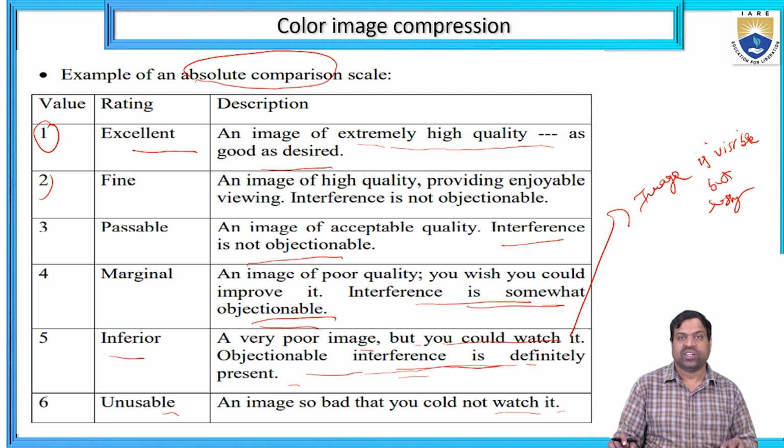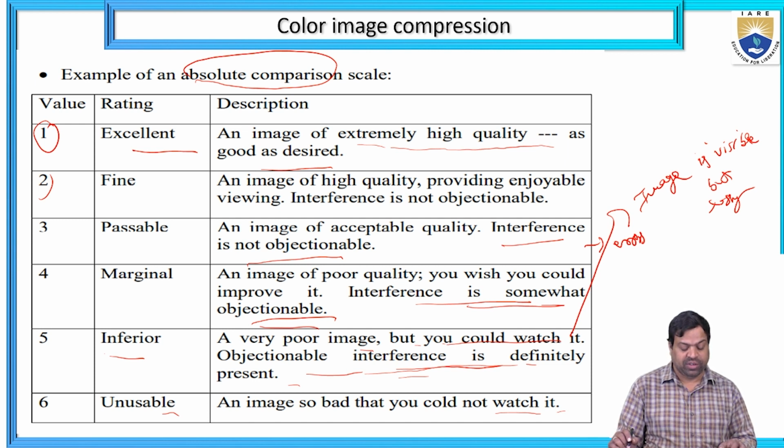If the value is equal to 1, that is excellent, meaning the image is good quality. If the value is 2, the image is fine, high quality and enjoyable viewing, but interference is not objectionable. Errors may occur, but not necessarily. Very little image noise is there, and it is passable when the value is 3. The image is acceptable but interference is objectionable; some errors may be there, but they will not be highlighted in the image. And value 4 is marginal, that is, the image is poor quality but interference is somewhat objectionable. The image is visible, but it is not objectionable.